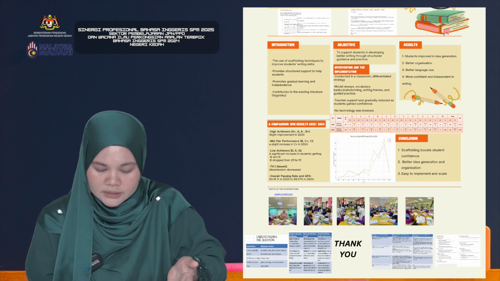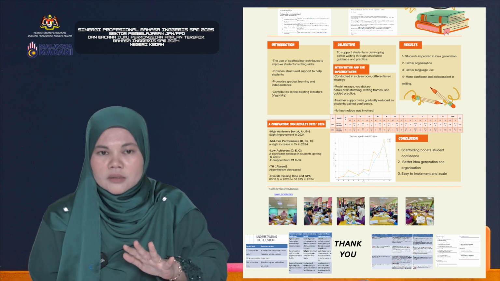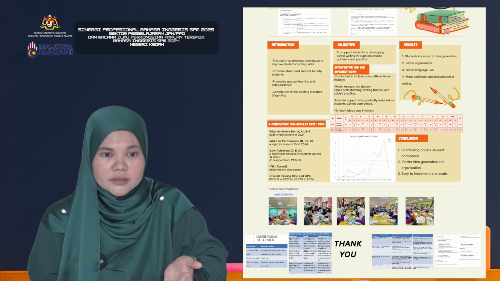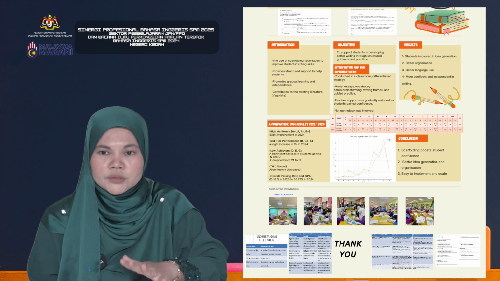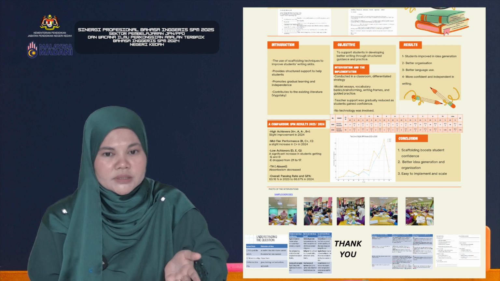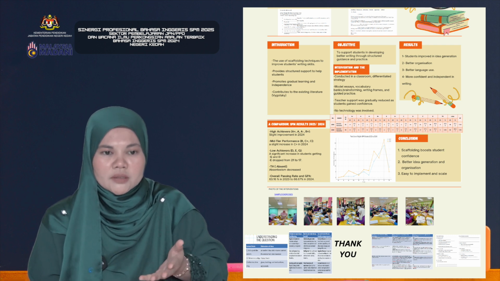And the last one, it increased their confidence and independence. Okay, maybe because if scaffolding is a new thing for them, they find it difficult. But I introduced scaffolding since they were in lower form. So it means that when I enter the class, they are familiar with it.